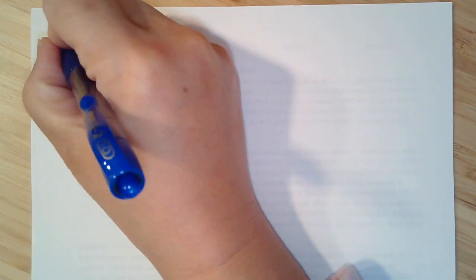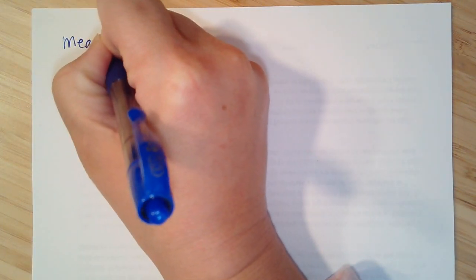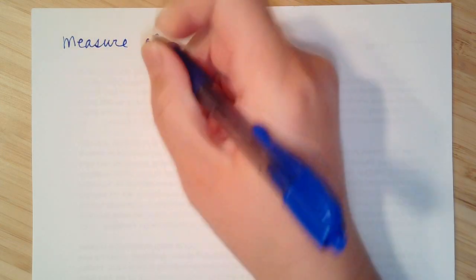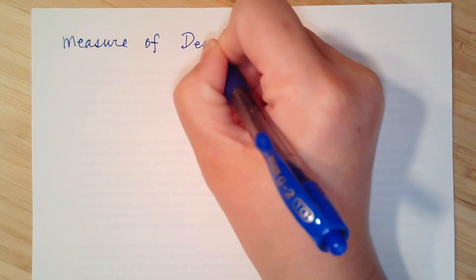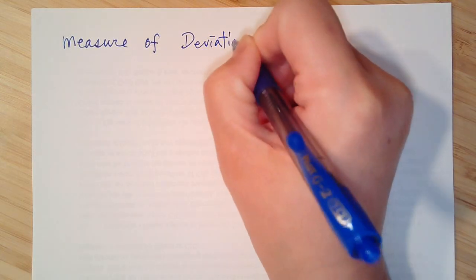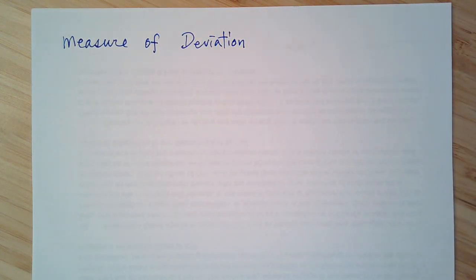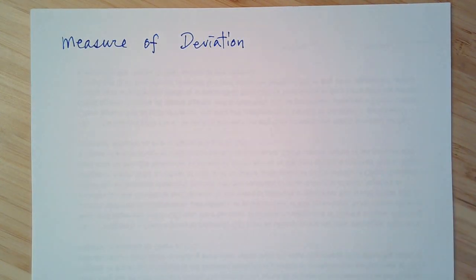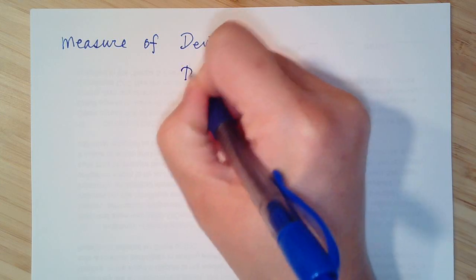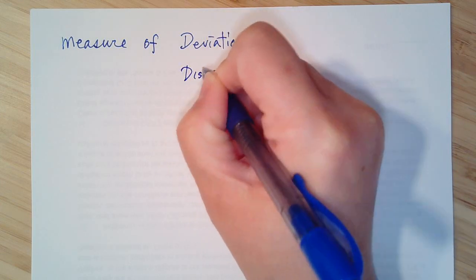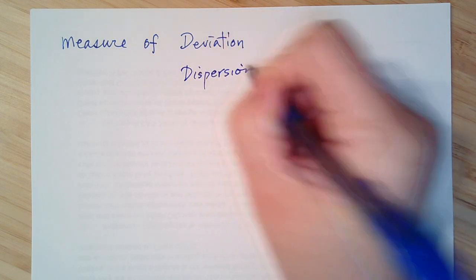Okay, now we learned about the measure of centers, right? Now we're going to learn the measure of deviation. When we talk about the measure of centers, we talk about mean, median, mode. Those are the most important measurements. And when we talk about deviation, in some books they also call that dispersion. That means how wide the data spreads out.